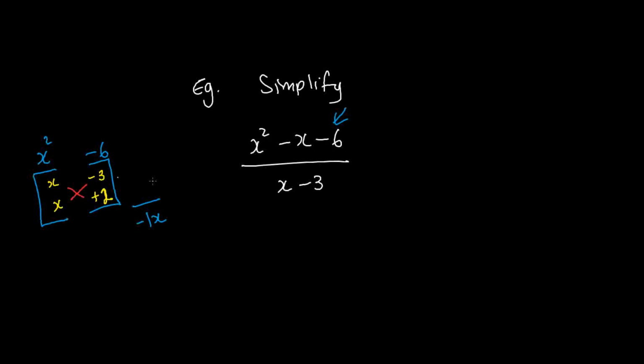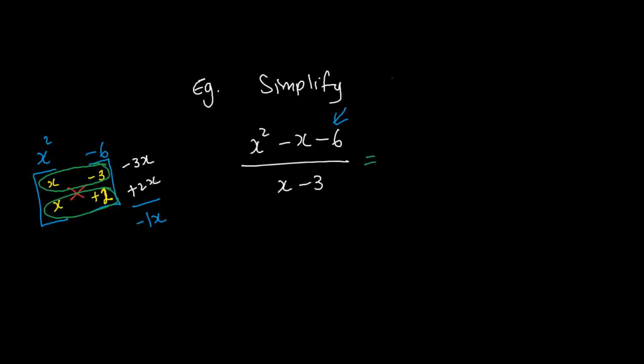And now when I cross multiply, -3 times x gives me -3x, and +2 times x gives me +2x. Now I can calculate the sum. -3x plus 2x gives me -1x. And I'm going to group it horizontally. So one factor is x minus 3 and the other factor is x plus 2.